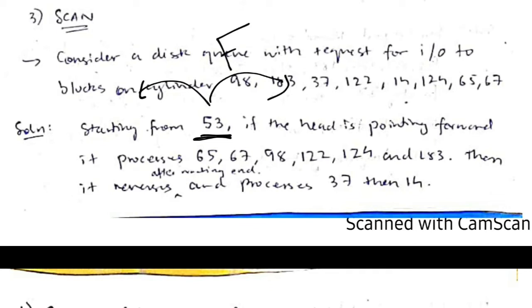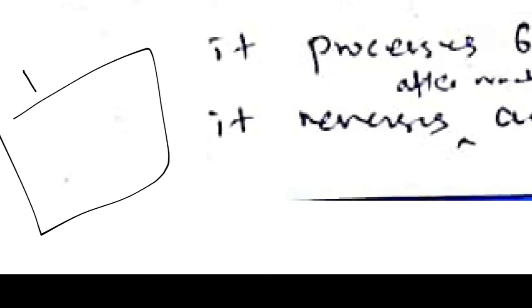If it's in the forward direction, it will see the next one after 53, which is 65, then 67, then 98, then 122, then 124, and then 183. After it finishes 183, it will turn back. Okay, so I'll show you here. So it starts from 53 here, it reaches 183 in this order. Then after that, the maximum is 199. It will go to 199.